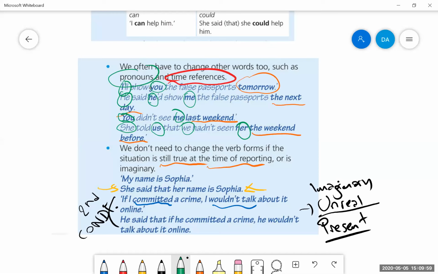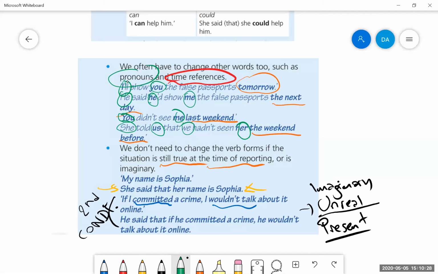But this is not the core point that we need to focus on. Just follow me how I am changing that. I'll show you the false passports tomorrow. So he said, the sentence starts with he said, and right after he said, there is he, because this is replacing I. We are talking about what he said. That's why this I will change into he.